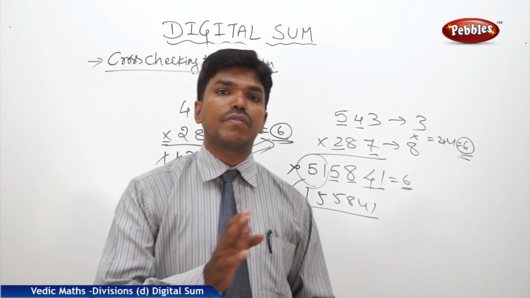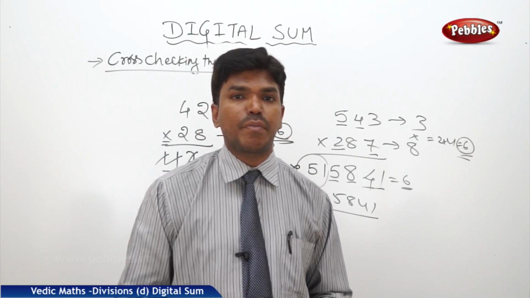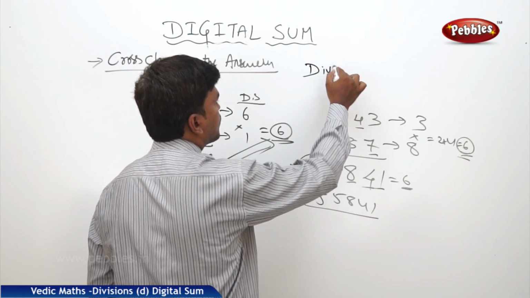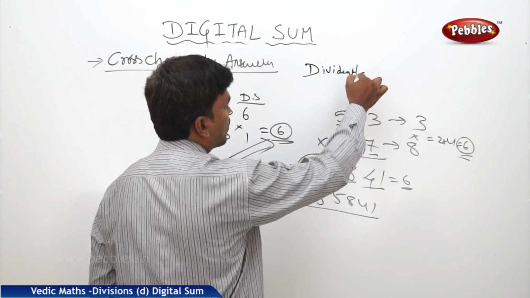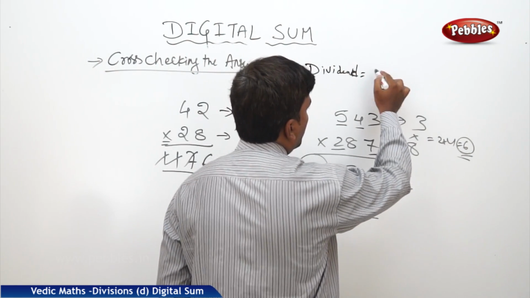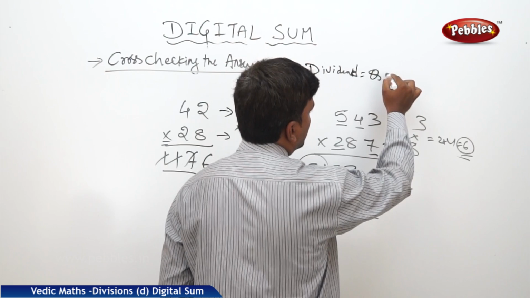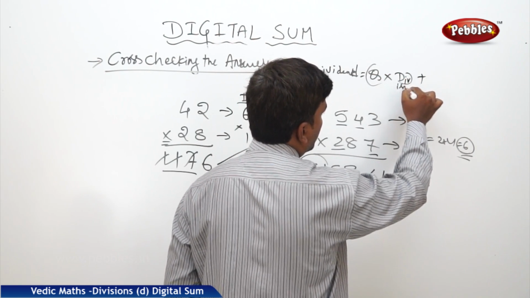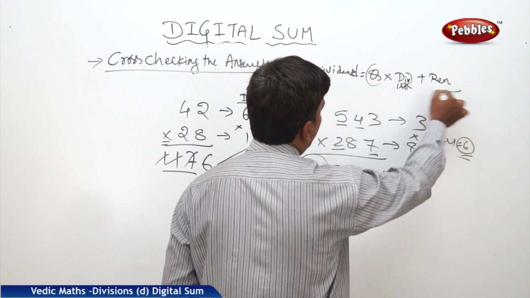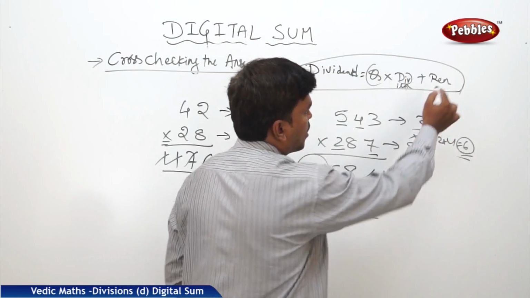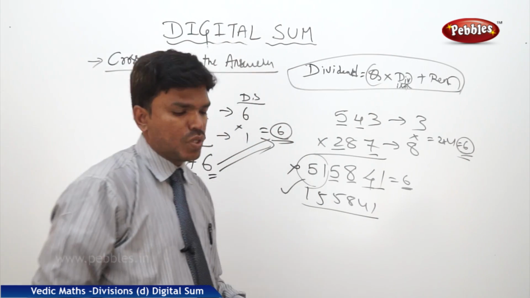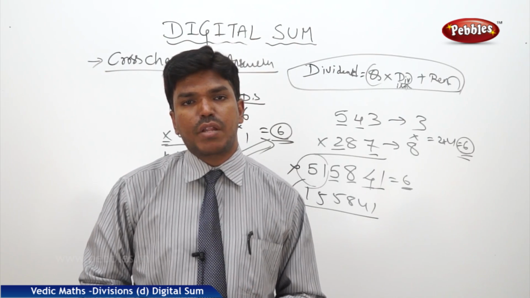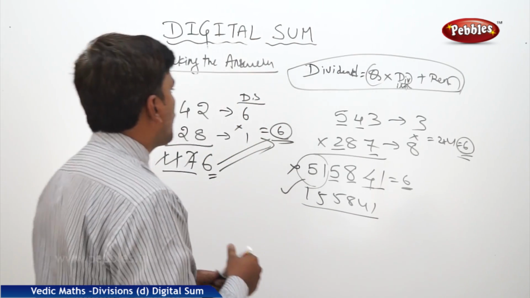Even the same thing you can apply for division also, just by applying the rule of dividend equals quotient into divisor plus remainder. You can apply the same digital sum thing here to cross check divisions also. But remember one important point I want to tell you.